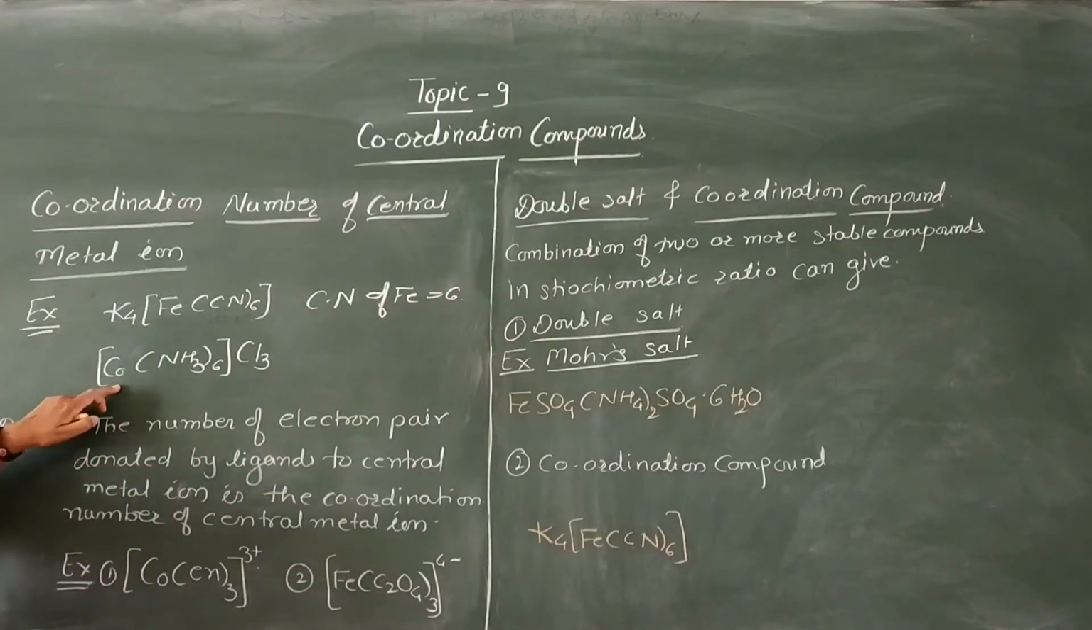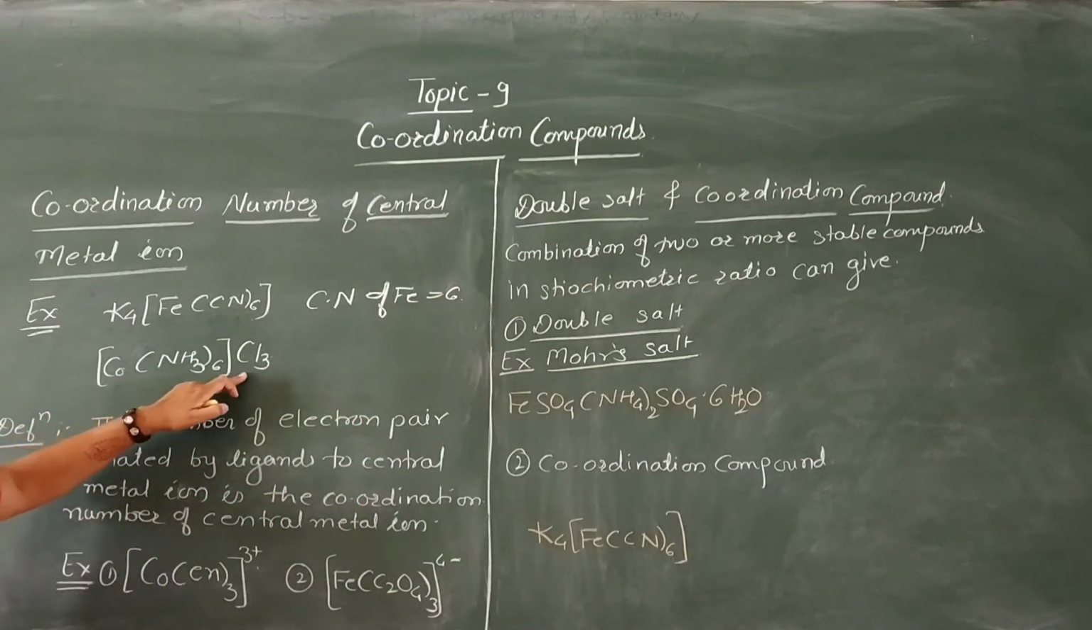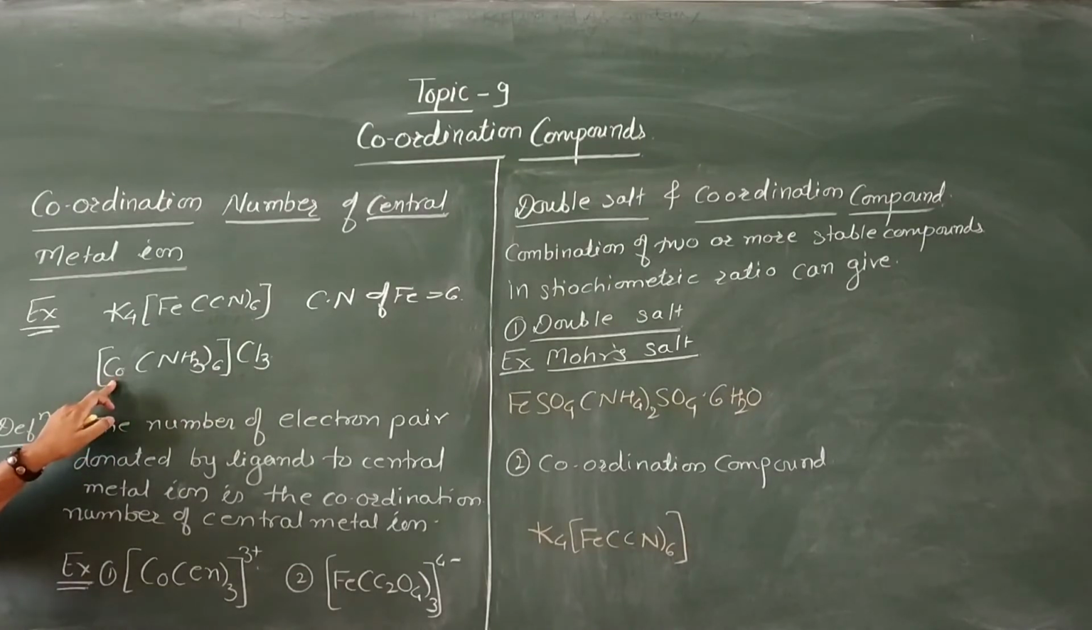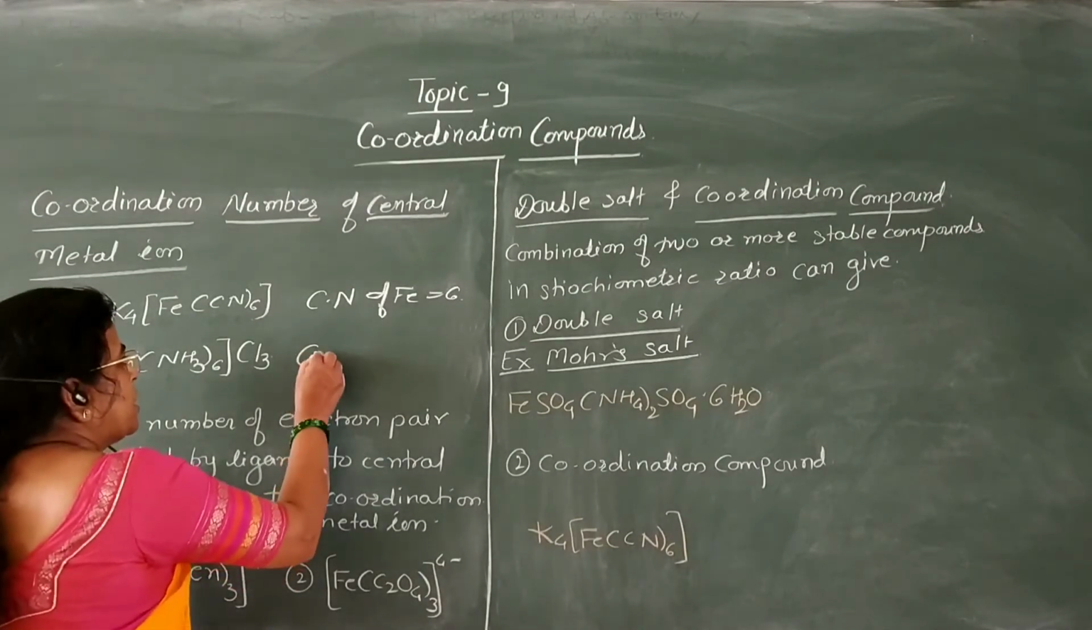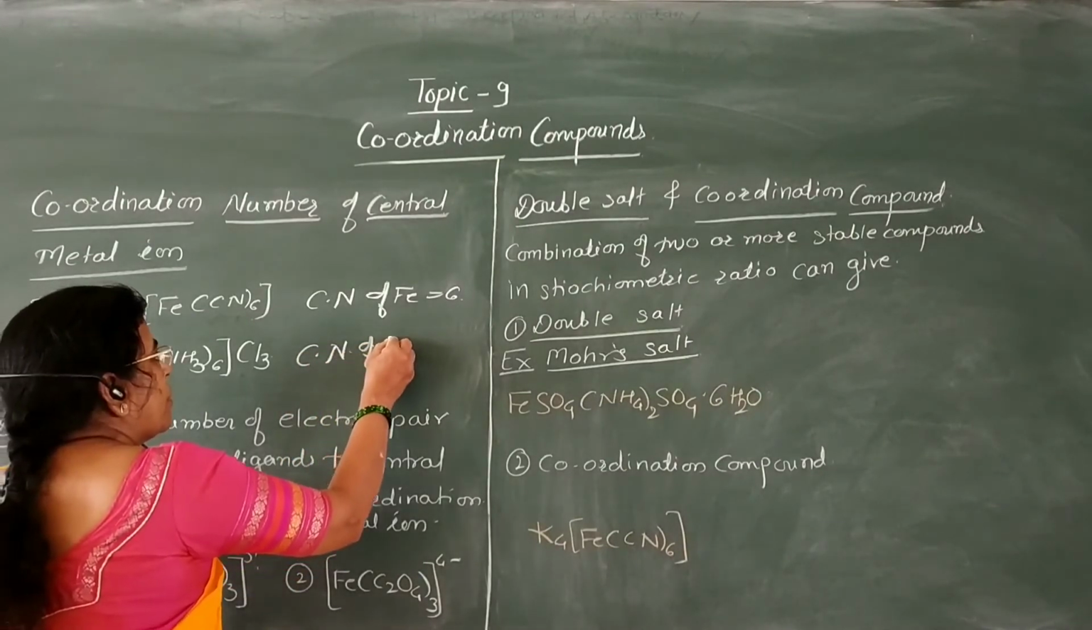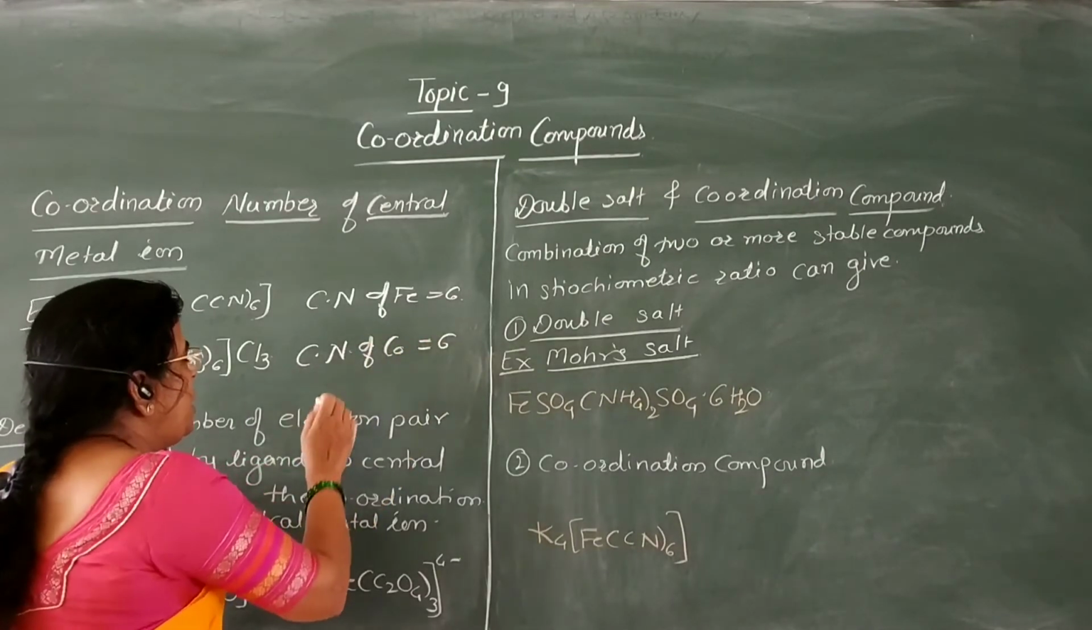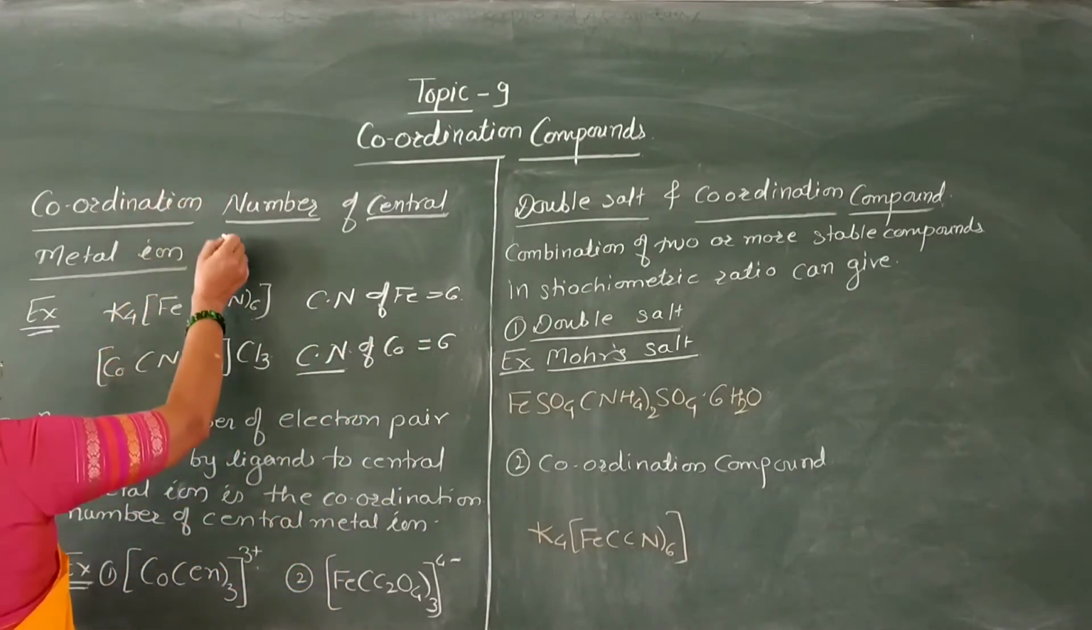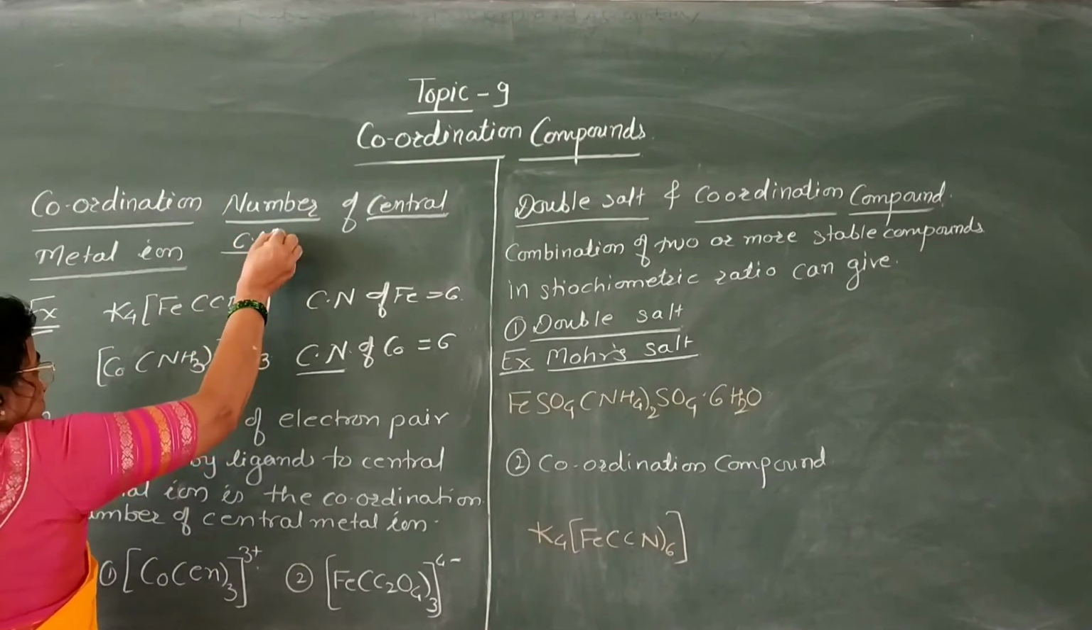Now the second example is [Co(NH3)6]Cl3. Here the cobalt, the central metal ion, is bonded to 6 NH3. Each NH3 donates a pair of electrons to the central metal ion and forms 6 coordinate bonds. That is, the coordination number of cobalt in this complex is 6. This CN means coordination number. Coordination number is also abbreviated as CN.